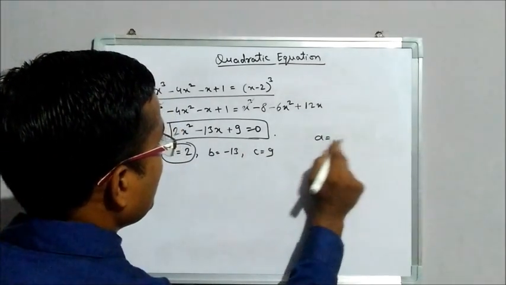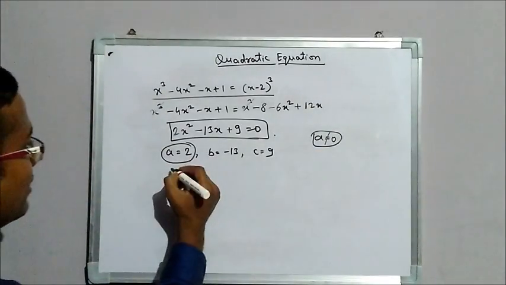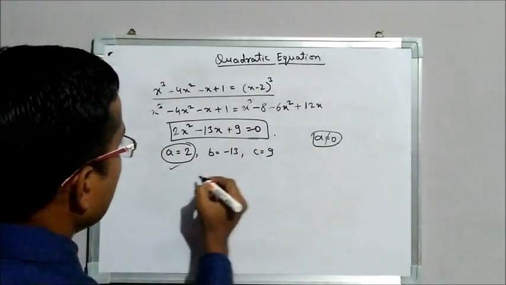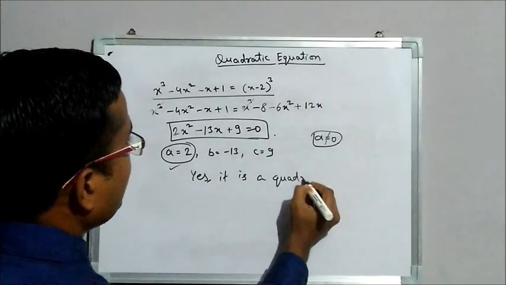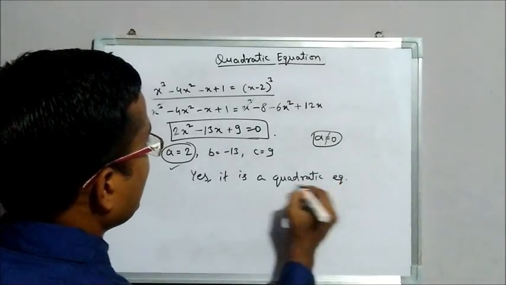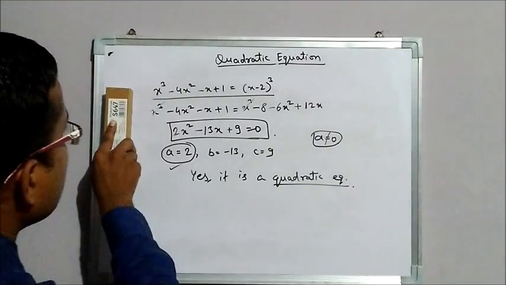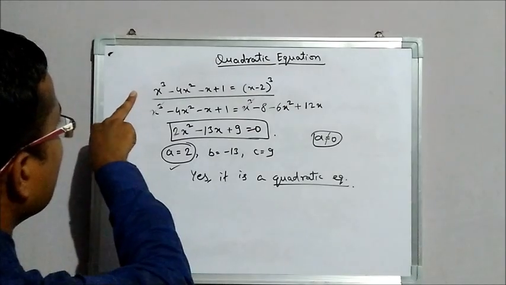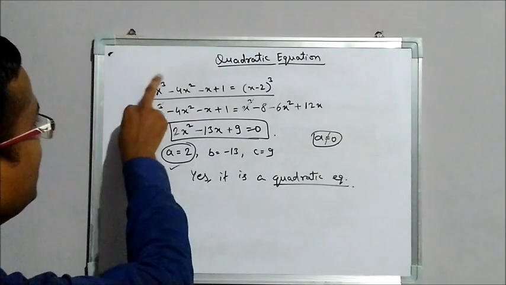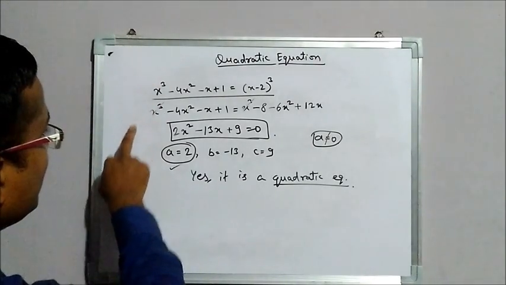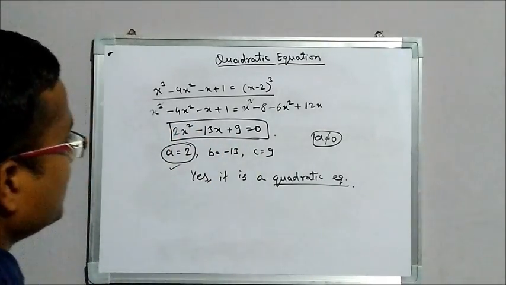What is the condition for a quadratic equation? a should not be equal to 0, meaning a should not be 0. Here a is 2, so our condition is satisfied. Yes, it is a quadratic equation. So here we see that we cannot say directly by seeing the given expression whether it is quadratic or not. Here the degree of this equation is 3, but on solving it we get a quadratic equation whose degree is 2. So it is a quadratic equation.